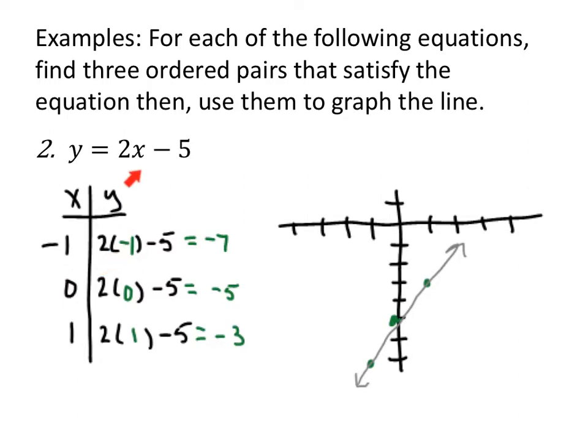Put negative 1 in for x, I'll have 2 times negative 1, which is a negative 2. Minus 5 gives me a negative 7. When I choose x equals 0, 2 times 0 is 0. Minus 5 gives me a negative 5. And when I use an x value of 1, 2 times 1 is 2, minus 5 is negative 3. So I'll have the point 1 comma negative 3. Draw the line and there you go.